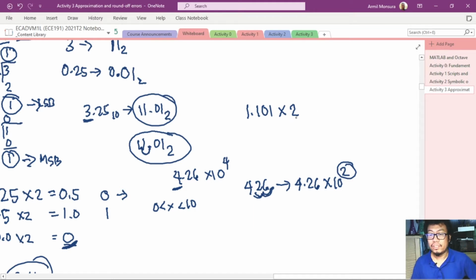Same thing with this one. Since I moved the decimal point one place, from the radix point to here, so that I would have a single bit on the left side of the radix point, the number of times that I move is its exponent.